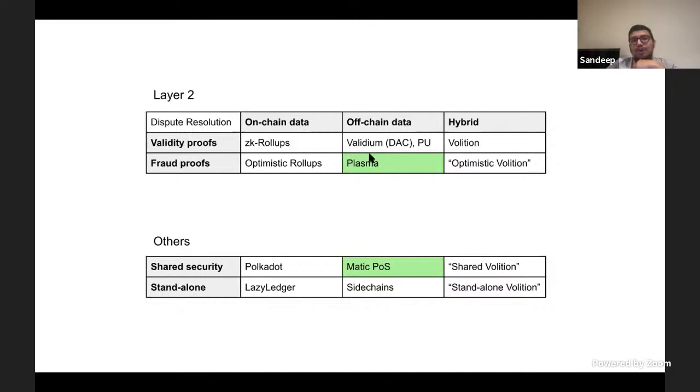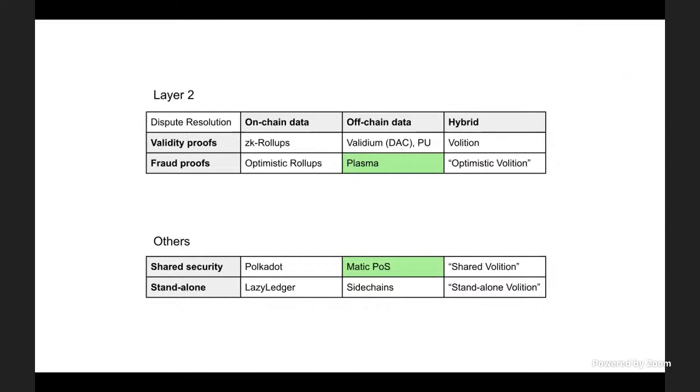And then when you have the off-chain data and you are using fraud proof, that category of solution is called Plasma. And then you have some hybrid categories also, like volition and optimistic volition. These are more evolving techniques. So largely this is the spectrum. Mihailo, if you want to add anything more to this, or explain more about the hybrid side of things, feel free to chime in. Otherwise, I'll move to the other scaling technique.